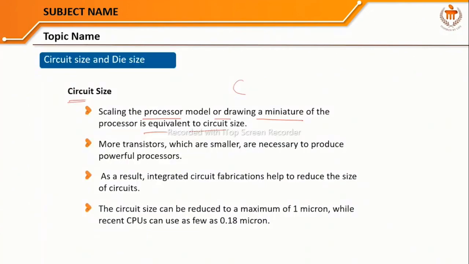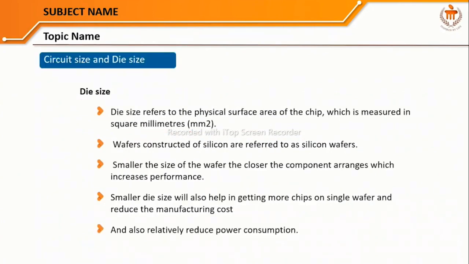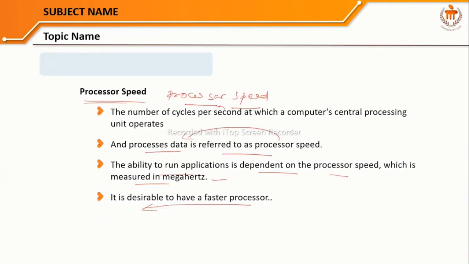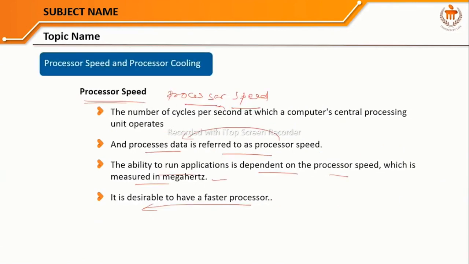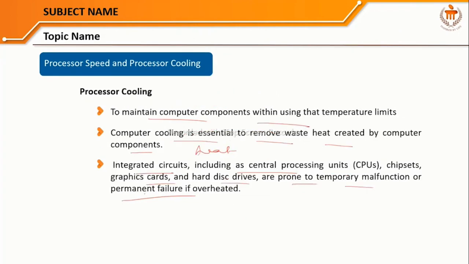We also understood the role of circuit size and what die size is. Die is the size of the particular core where we can put the chips, and if the die size is small, we can also reduce the power consumption. We also understood the role of processor speed. If the processor speed is high, we get greater performance, because it can execute multiple instructions in a certain amount of time. If the CPU is working, there will be heat generation.